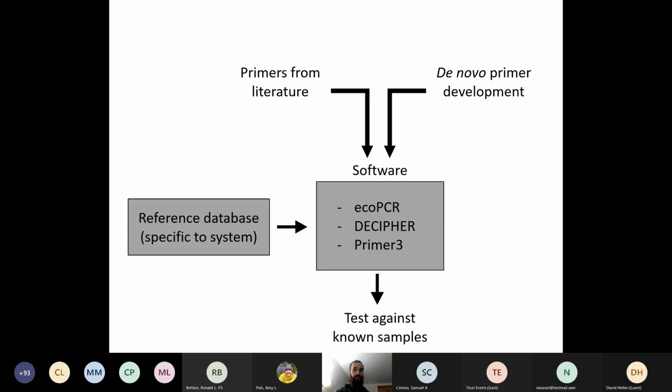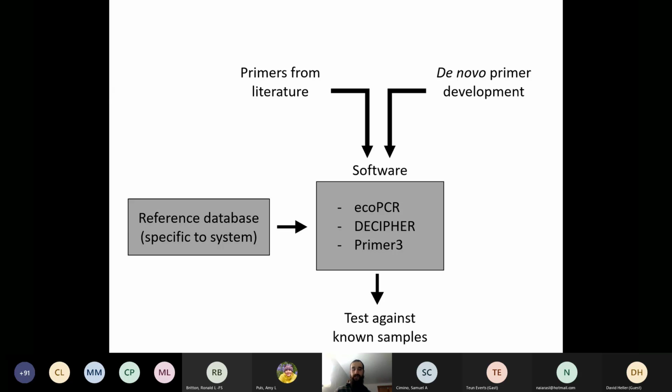database. This is a non-exclusive list, but some common tools are EcoPCR, which is a Python-based program, Decipher, which is an R package, and Primer3, which is a standalone system. You're going to use this software to assess your oligonucleotides that came from the literature, or to develop new potential primers relative to a reference database, which again, you're going to need to develop specific to your system. So maybe you're sourcing these sequences from something like NCBI GenBank, but you're going to be specifically selecting sequences that are relevant to your system.